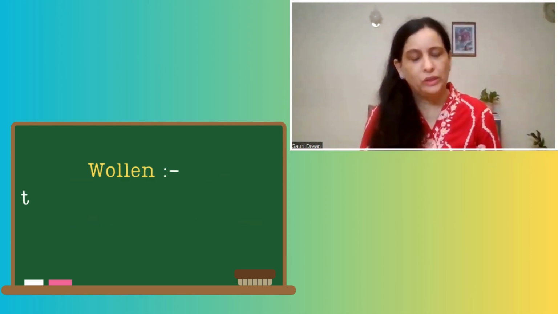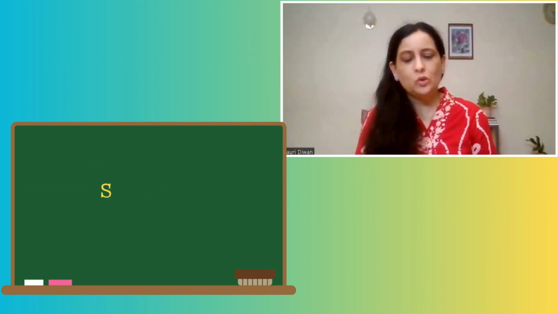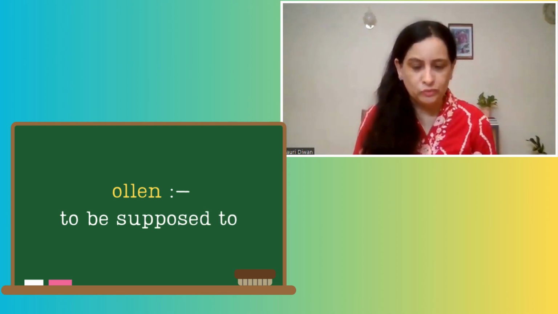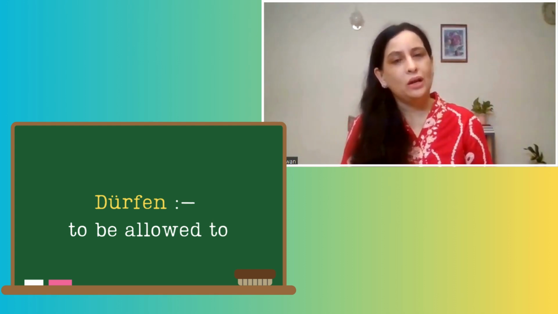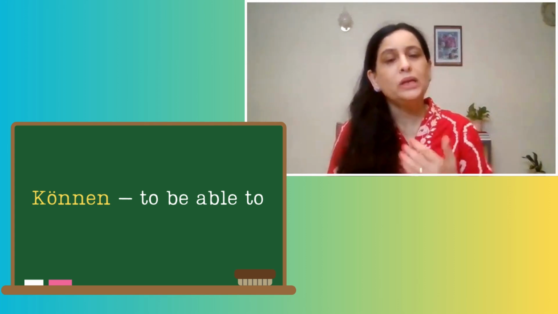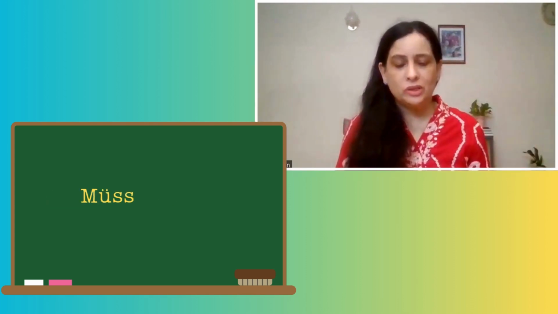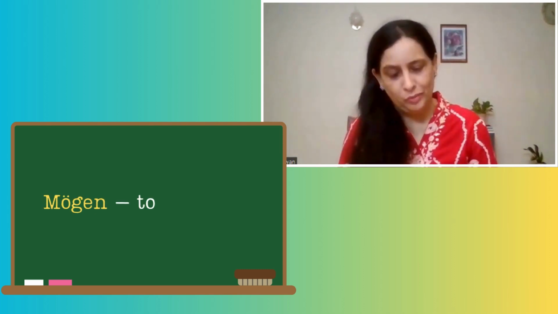So the first one is wollen, meaning to want to or intend to. Then sollen, meaning to be supposed to. The third one is dürfen, meaning to be allowed to. Then comes können, to be able to. Müssen, meaning to need to or have to. And the last one is mögen, meaning to like. Now we'll see where these modal verbs go in German sentences.